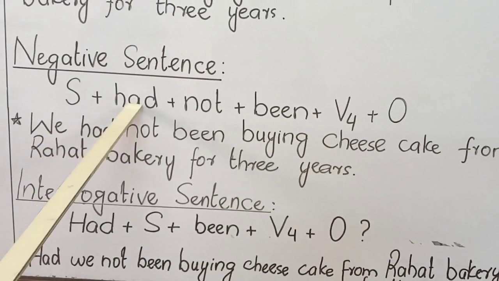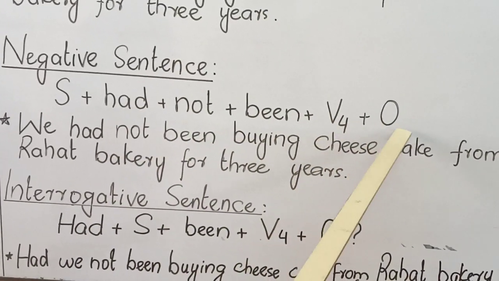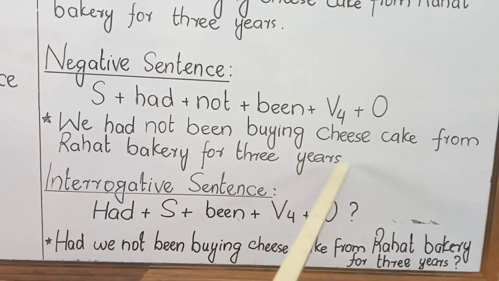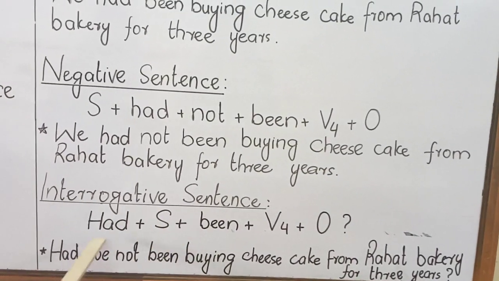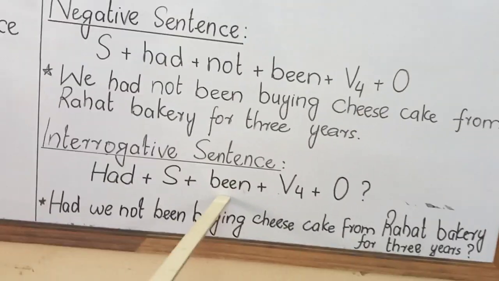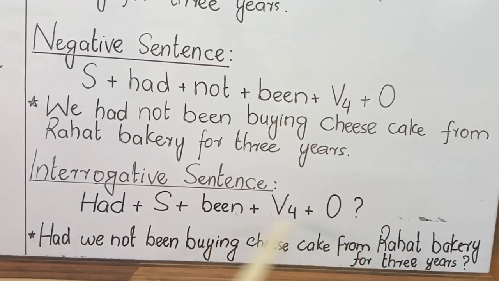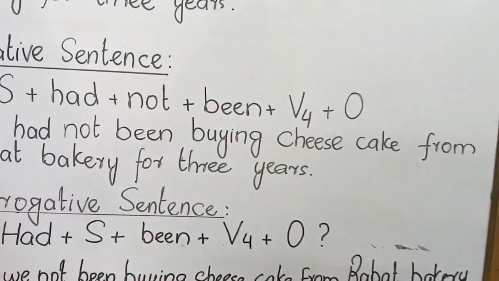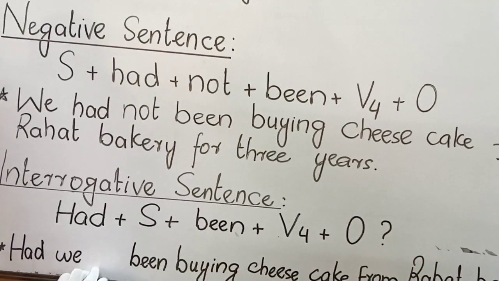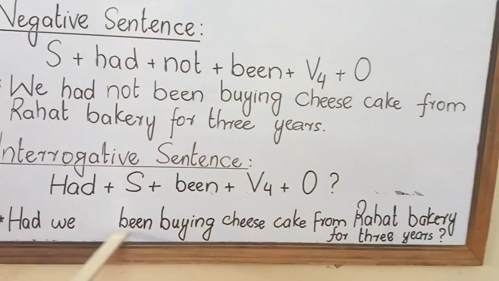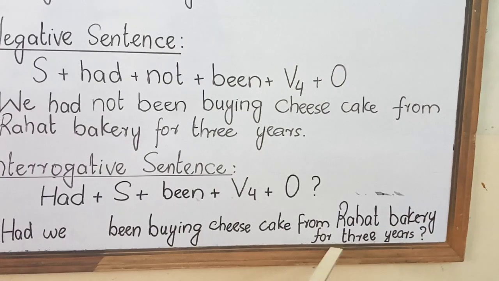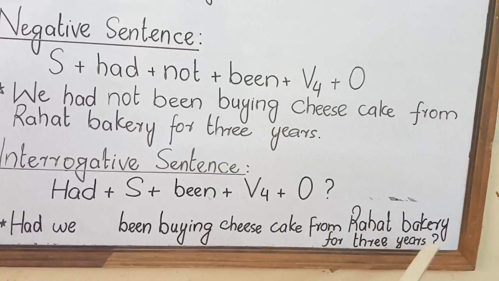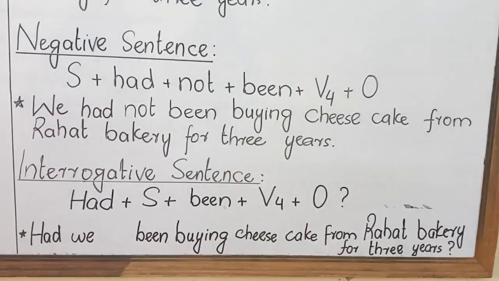Come to the negative sentence. Formula is subject plus had plus not plus been plus V4 plus object. And the example is, we had not been buying cheesecake from Rahat Bakery for 3 years. For interrogative sentences, the formula is had plus subject plus been plus V4 plus object, question mark. The example is, had we been buying cheesecake from Rahat Bakery for 3 years. I'm repeating again this example. Had we been buying cheesecake from Rahat Bakery for 3 years. So this is all about the past tenses.